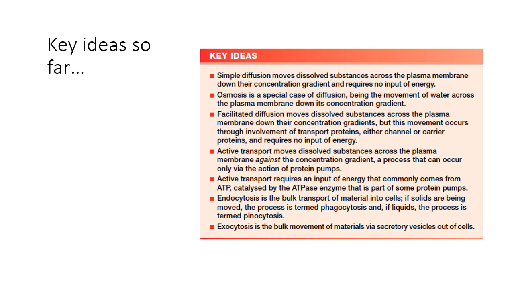Facilitated diffusion moves dissolved substances across the plasma membrane down their concentration gradients, but this movement occurs through the involvement of transport proteins, either channel or carrier proteins, and requires no input of energy. Active transport moves dissolved substances across the plasma membrane against the concentration gradient, a process that can occur only via the action of protein pumps. Active transport requires an input of energy that commonly comes from ATP. This is catalyzed by the ATPase enzyme that is part of some protein pumps.